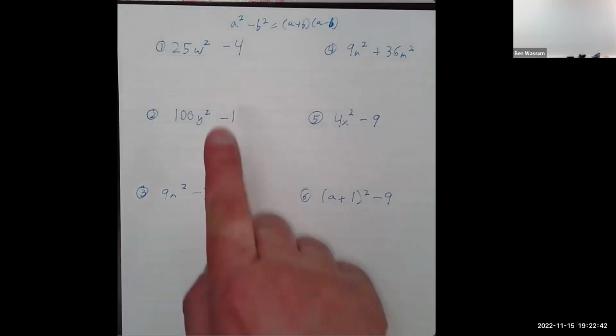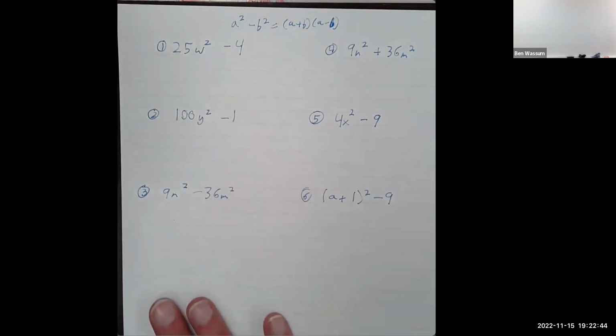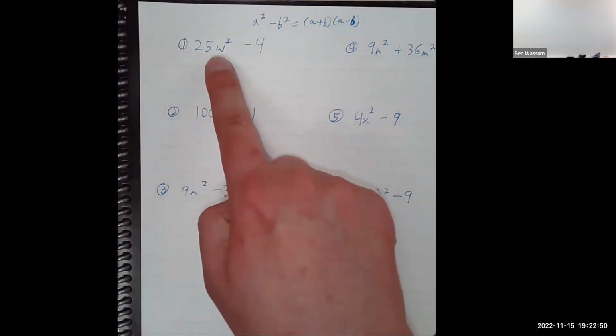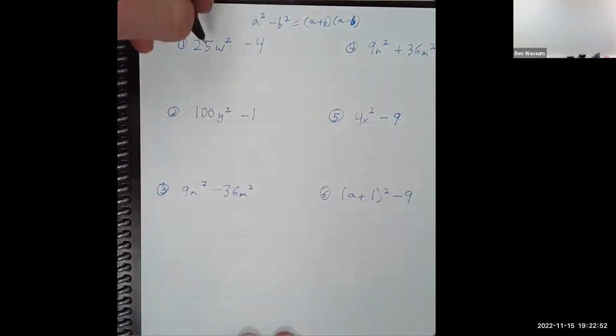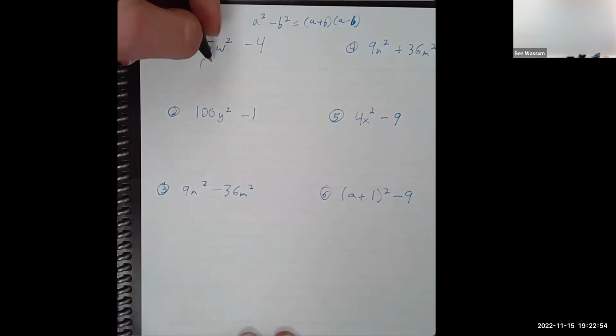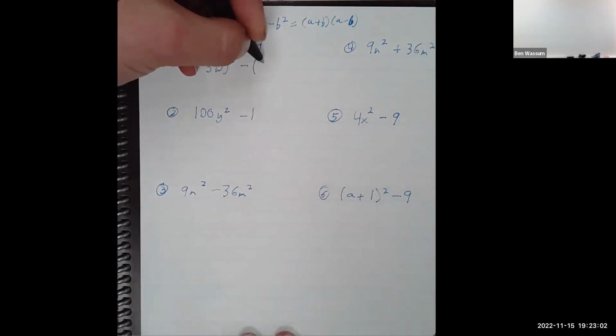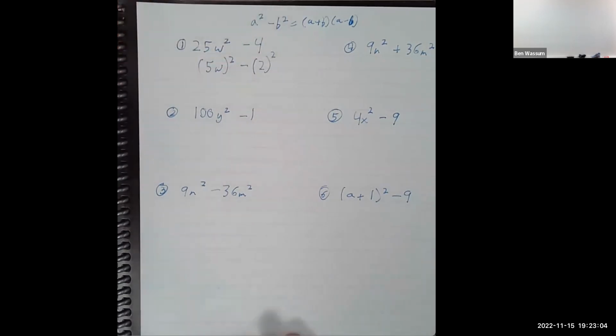Okay. So again, like I said, there's that middle step that you can do until you're feeling comfortable with this stuff, where you could say, hey, what's that a square of? Well, 25 is the square of 5. W squared is the square of W. And then what's that a square of? Well, 2. So you can have this little in-between step that makes you more comfortable. You don't have to.